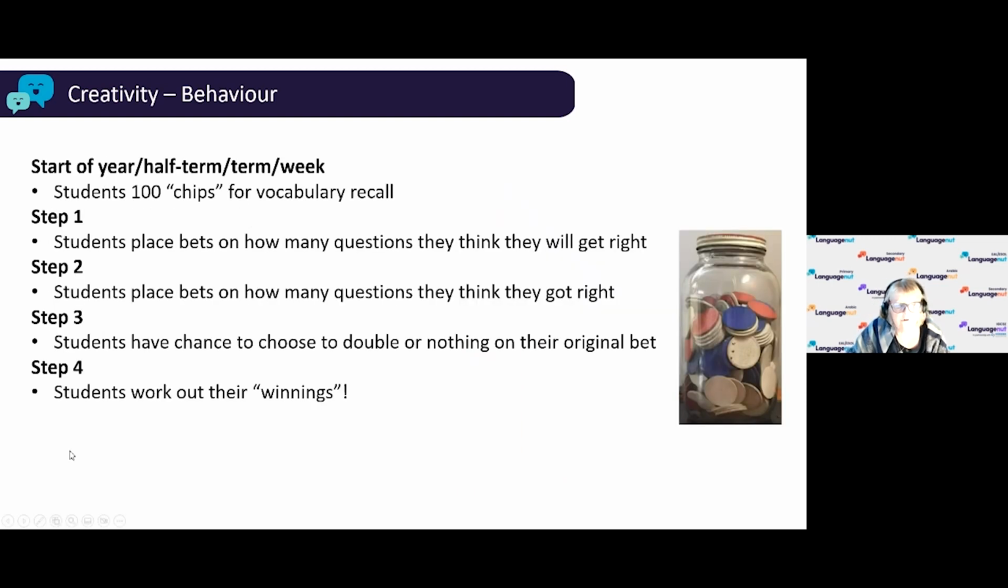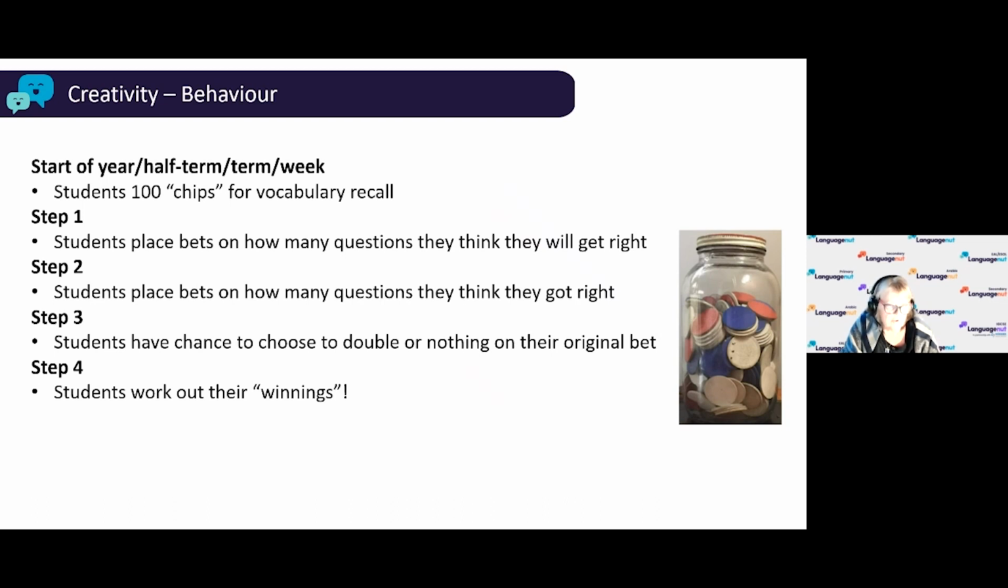So here we've got an idea that I've used a few times, but Fiona, one of our team who looks after A-level, explained it beautifully in one of her sessions a few weeks ago, where you can start with 100 chips for vocab recall. Maybe you give your students that, they can have them in a jar or in a plastic wallet, and they place the bets on how many questions they think they'll get right, particularly in a particular assessment or a particular piece of work.